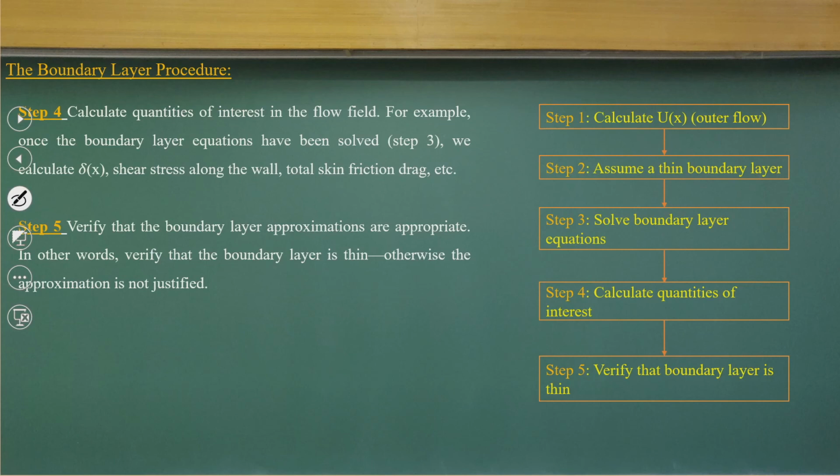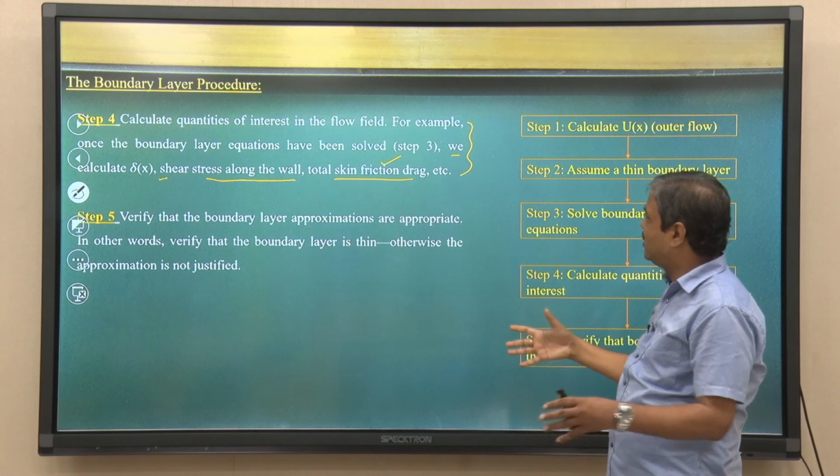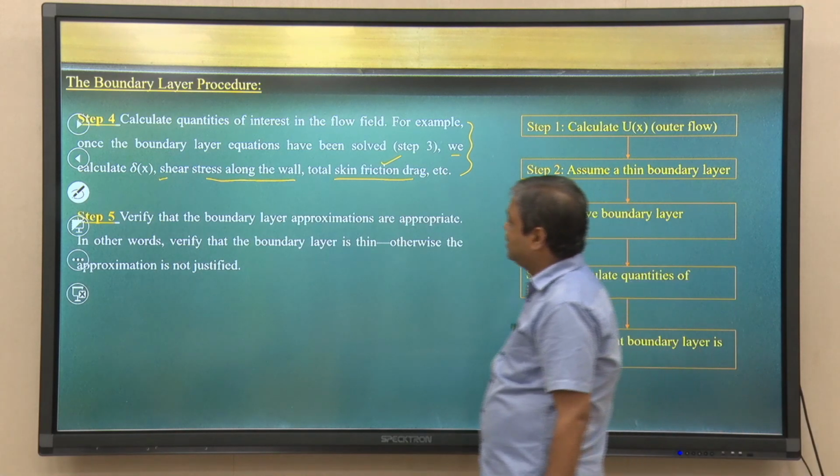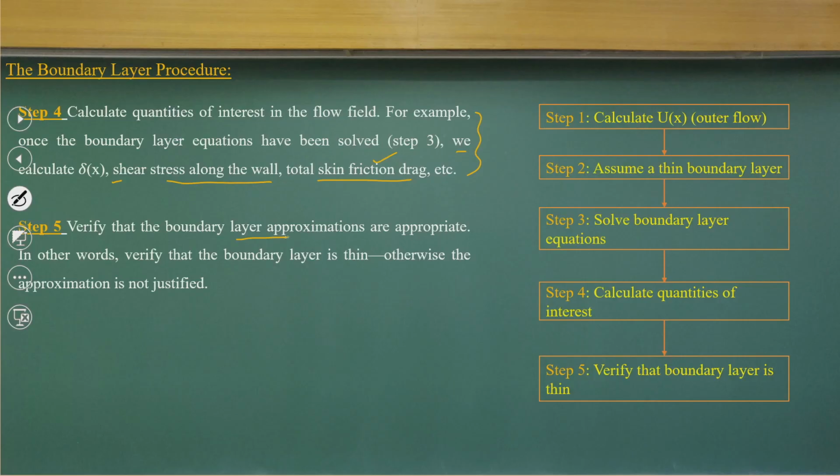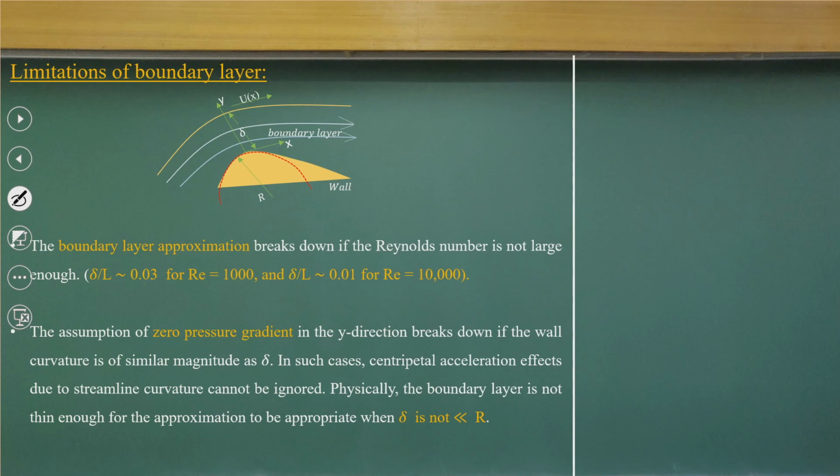Solving that, we proceed to calculate the boundary layer thickness, the shear stress along the surface, and the total skin friction drag. That is what, from an engineering point of view, we are more interested in knowing: what friction drag happens. Then you go on to verify whether the boundary layer approximation is appropriate for us, as we considered the boundary layer to be thin; otherwise the approximation is not justified.